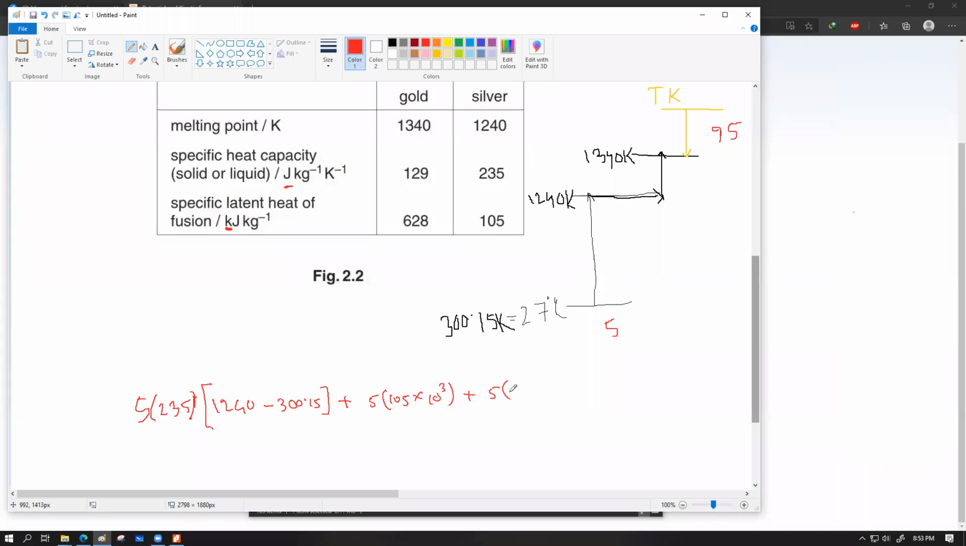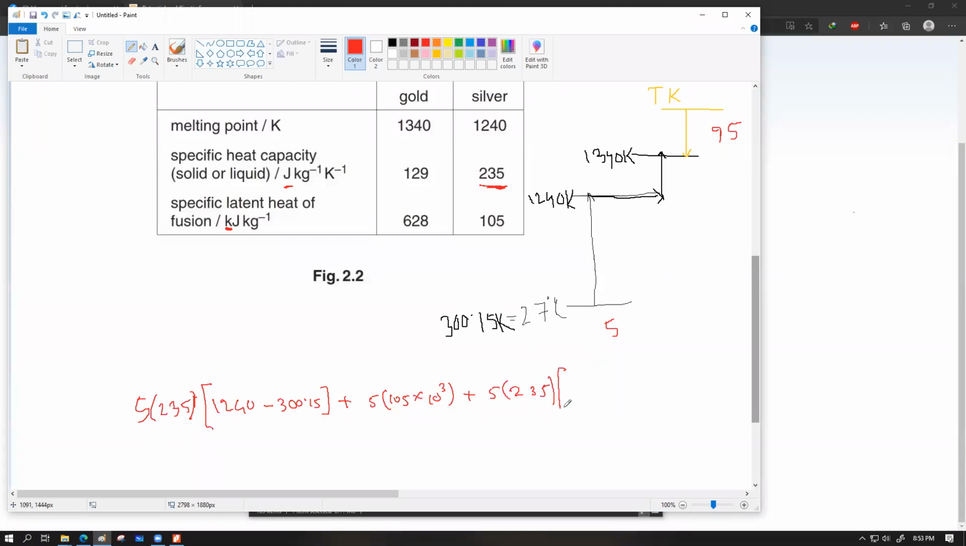And then we're going to have to use the MC delta theta once again for the liquid silver. Since they haven't given us any different value for the specific heat capacity of silver for liquid or solid state, we are going to use that same exact value. If they gave us two different values, we'd have to use two different values. But since the table doesn't give us that, the same specific capacity 235 is going to be placed over here.